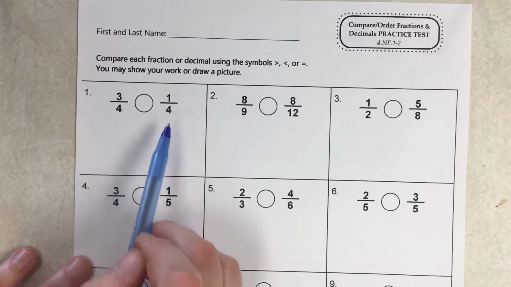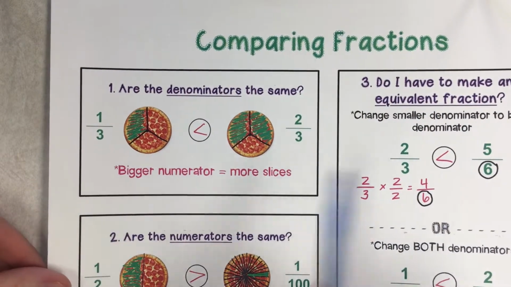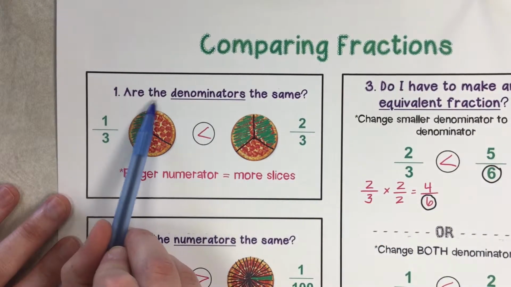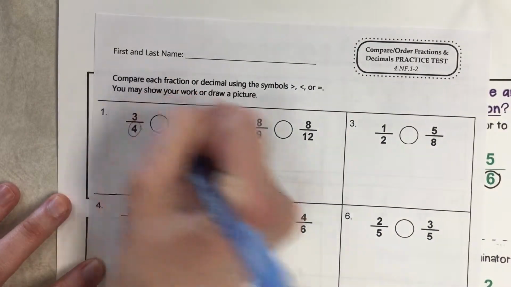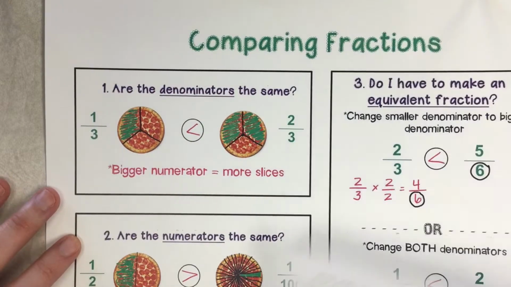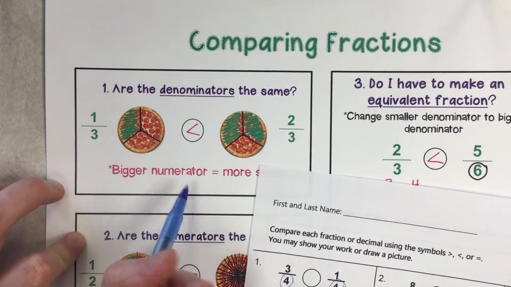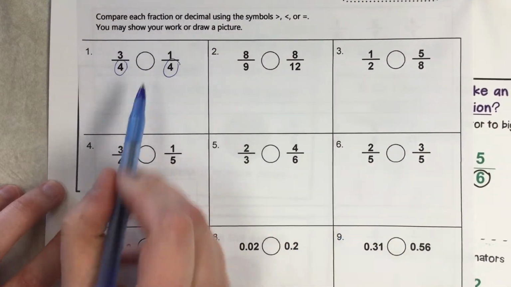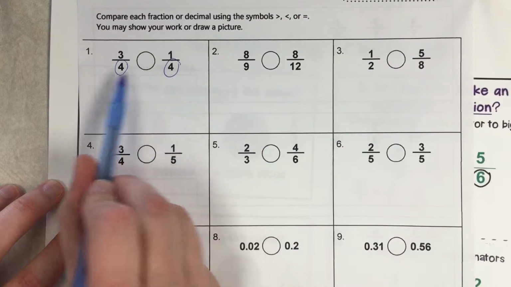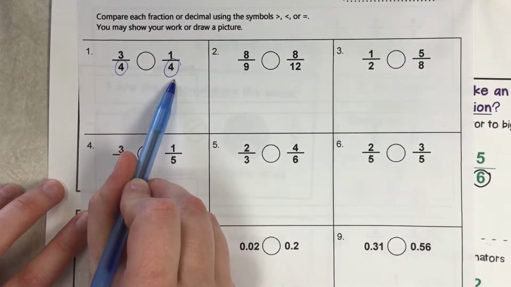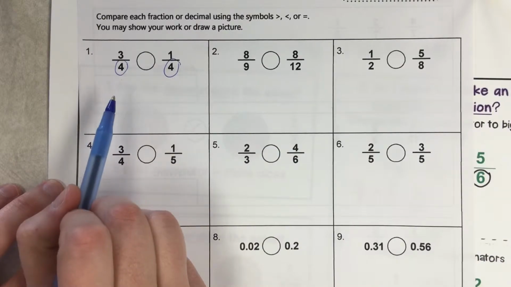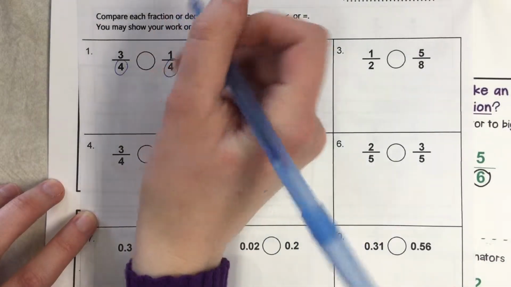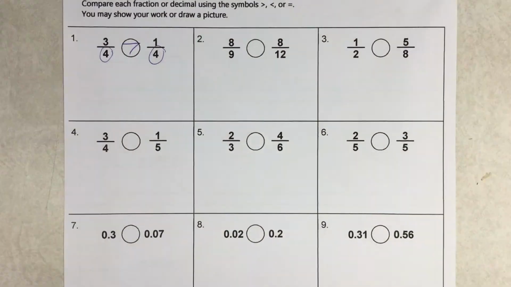We have 3/4 compared to 1/4. Remember your comparing fractions steps here, the different things you can do. First we can ask, are the denominators the same? In this case, our denominators are the same, 4 and 4. We know that if there is a bigger numerator, there is more slices. So would I rather have 3 if both pieces are divided into 4 equal pieces? What is going to be bigger? Getting 3 out of 4 of those pieces or getting 1 out of 4 of those pieces? 3 is going to be bigger.